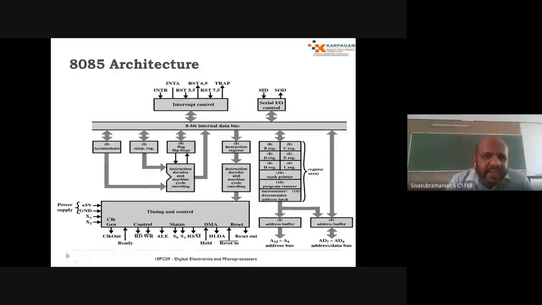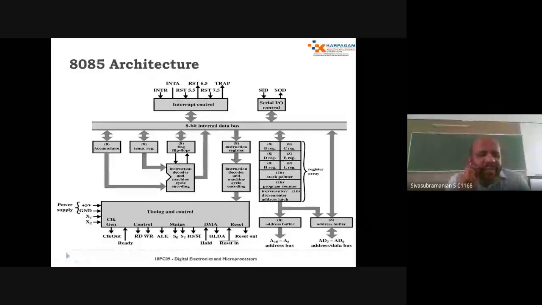That slowing down of the processor can be nullified by using a peripheral called direct memory access. It will take care of the process of communicating between the IO device and the memory devices, right? So at that point of time, you will mainly use the HOLD and the HOLD acknowledge signals.